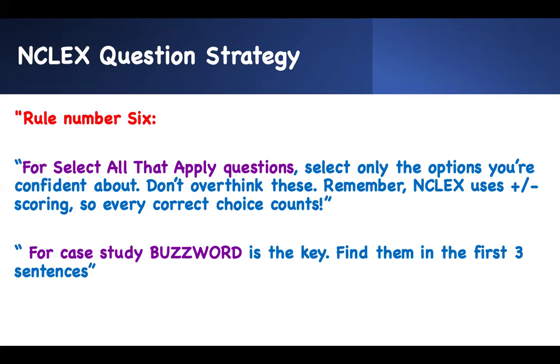So pick those you know you are 100% sure of and get your point and walk away. If they give you 6 options, you don't need to get all 6. If you get 4, it's good. Take it and run away. If you pick 6, you lose 2, you get 2 answers. So don't do that. And for case study, I say buzzword.